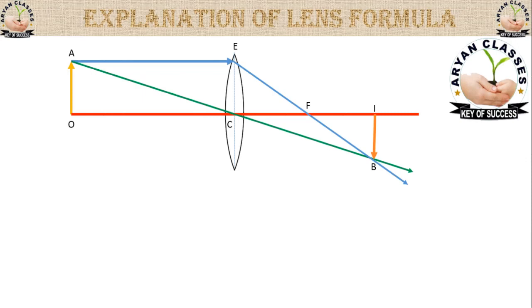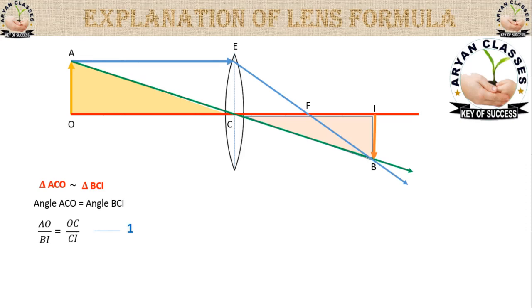Here are two triangles, triangle AOC and triangle BCI. Both are similar to each other. Here angle ACO is equal to angle BCI. By the similarity theorem, the corresponding side ratios are equal to each other. Hence, AO upon BI equals OC upon CI. This is equation 1.